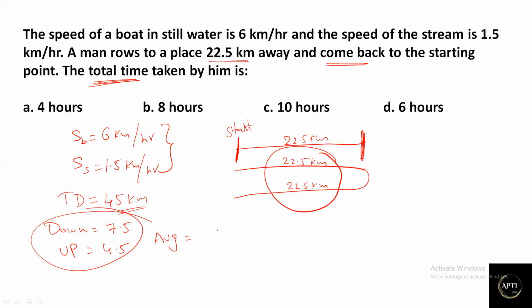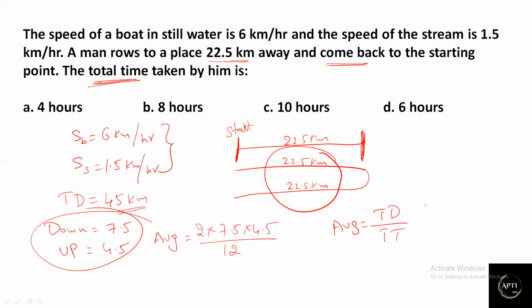Average speed equals 2 into 7.5 into 4.5 divided by 7.5 plus 4.5. What is 7.5 plus 4.5? 7 plus 4 is 11, 11 plus 1 is 12. So it is 12. Now I'm just substituting directly the values we have. We need to find the total time. We know average speed equals total distance by total time.